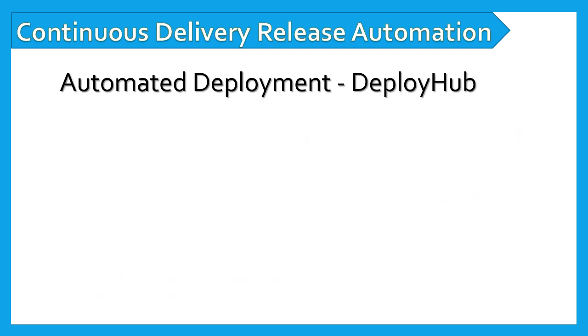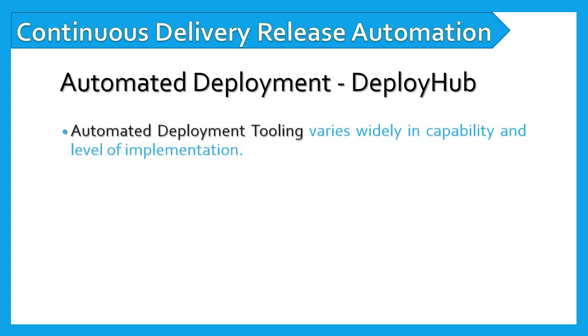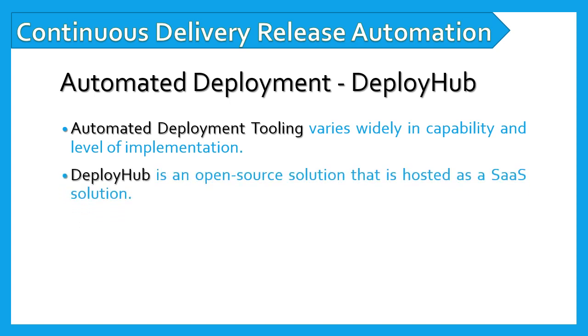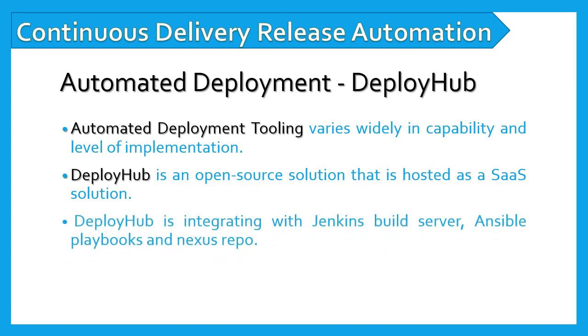Automated deployment, Deploy Hub. Automated deployment tooling varies widely in capability and level of implementation. Deploy Hub is an open source solution that is hosted as a SaaS solution as well as being offered for on-premises implementation. Deploy Hub provides a means of integrating deployment with Jenkins build automation and the Nexus repo, and may use Ansible playbooks in actual deployment.